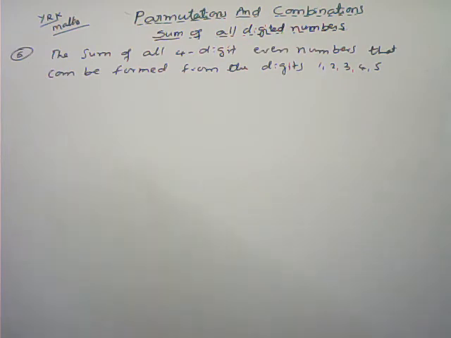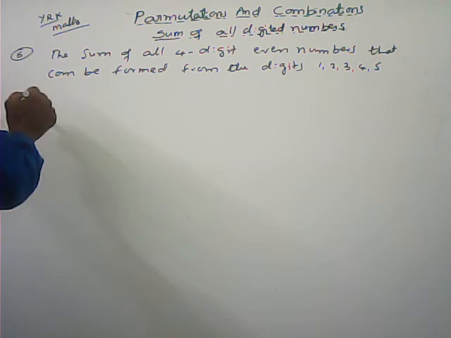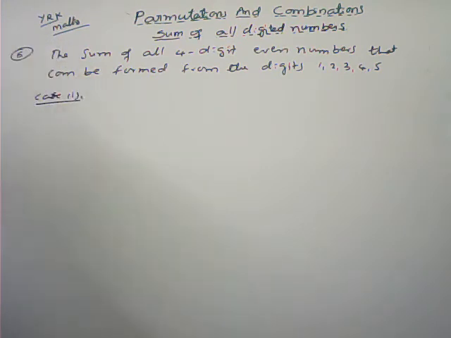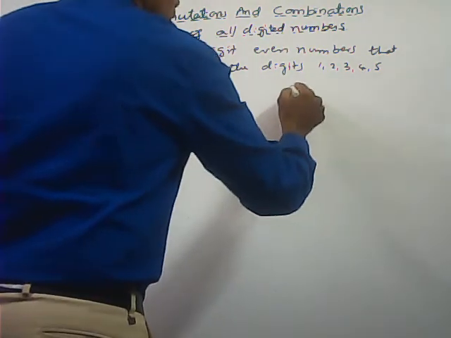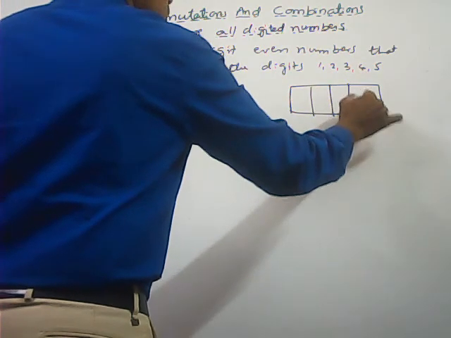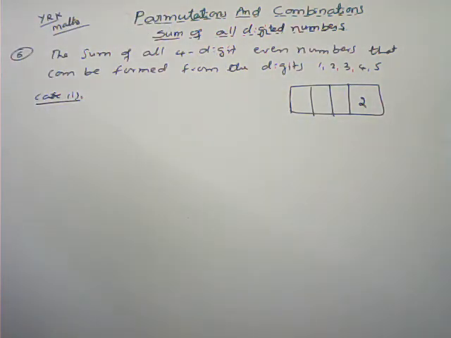A small difference is there. The sum of all 4-digit even numbers that can be formed from the digits 1, 2, 3, 4, 5. Here 2 cases are there. Case 1: we want 4-digit numbers, keeping 2 in the units place only. Units digit should be an even number only.